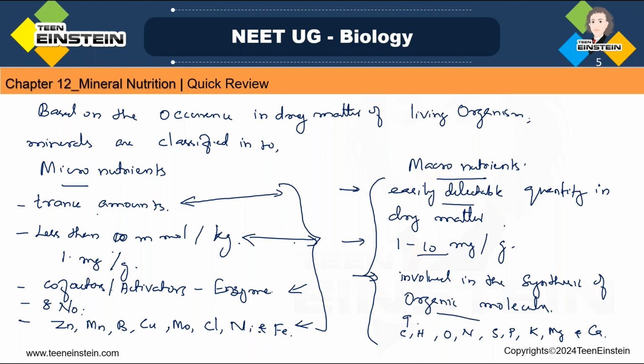And in the micronutrients, they are 8 in number, and macro total 9 are there. Then which are the micronutrients and which are the macronutrients? So micronutrient and macronutrient classification is based on the occurrence in dry matter of living organisms. Based on that, the classification is done. Clear?